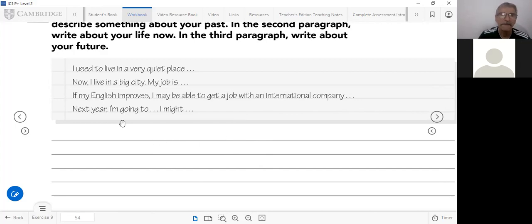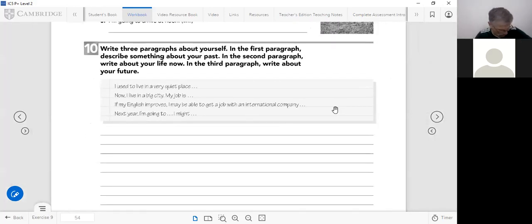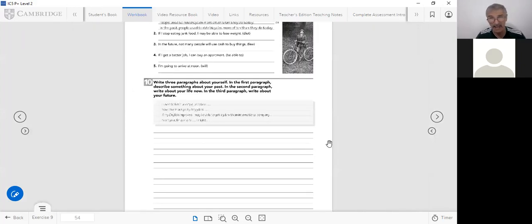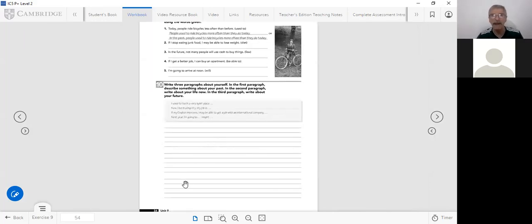Now, I'm not going to wait for you to do this, because the time is your time. I would recommend you to do it. Observe that you have a paragraph here, another paragraph here, and another paragraph here. A paragraph of about four or five lines.